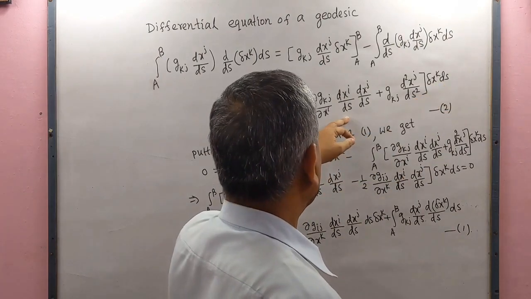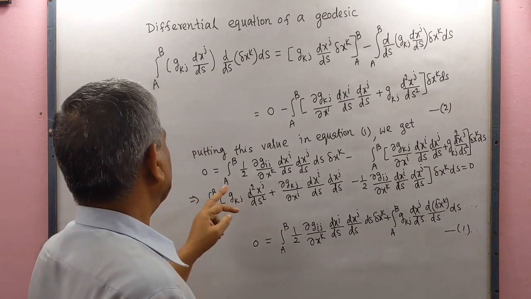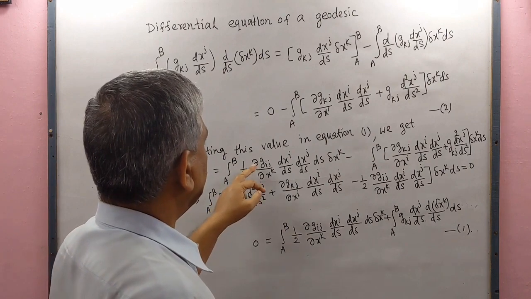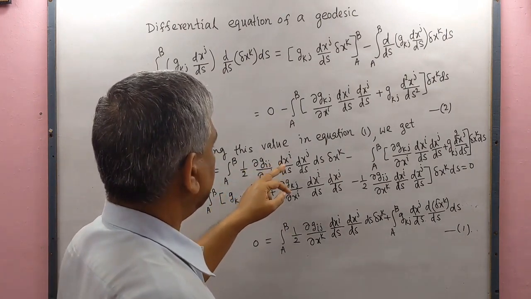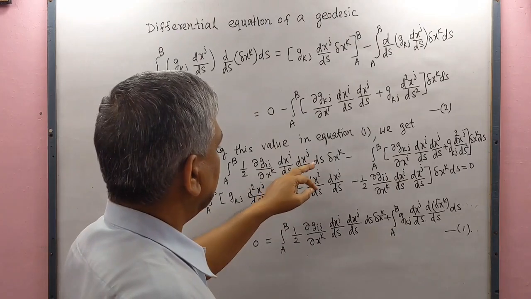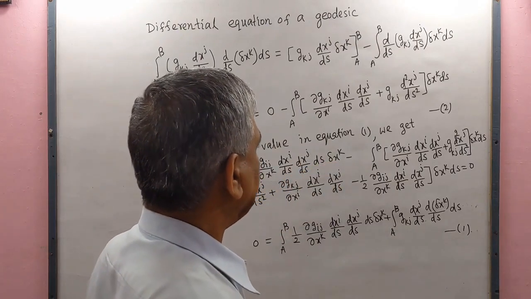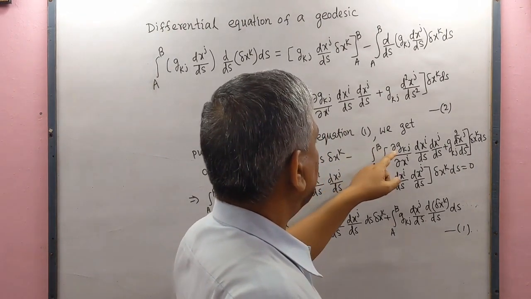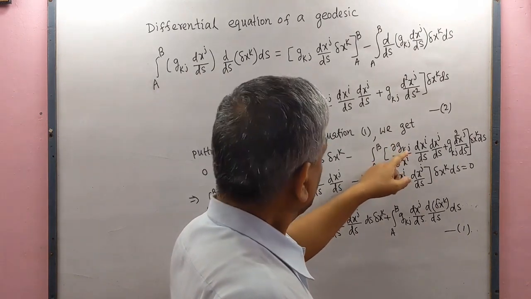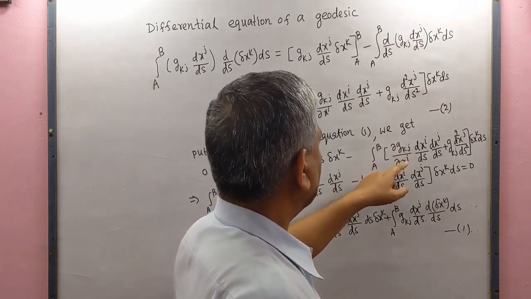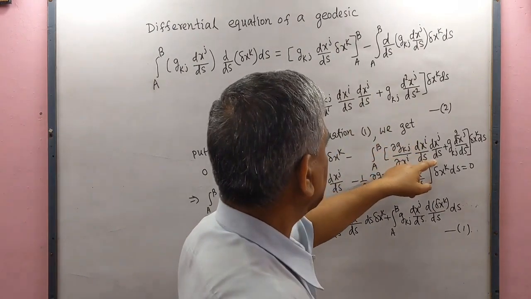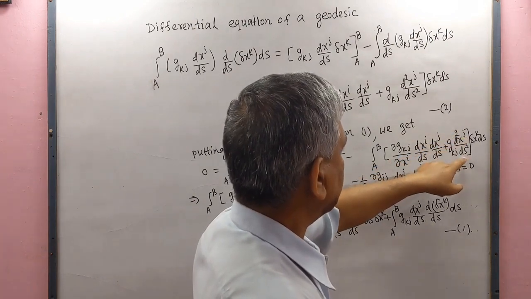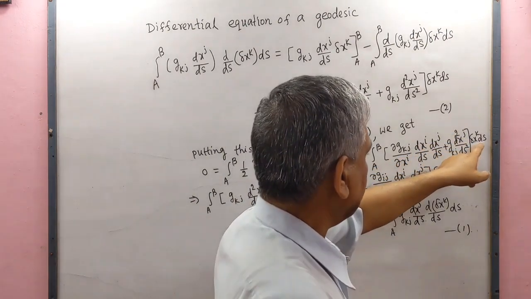Now putting this value in equation 1, we get 0 equal to integration a to b half del gij by del xk dxi by ds dxj by ds delta xk minus value of this integration a to b del gkj by del xi dxi by ds dxj by ds plus gkj into d2xj by ds square outside delta xk ds.